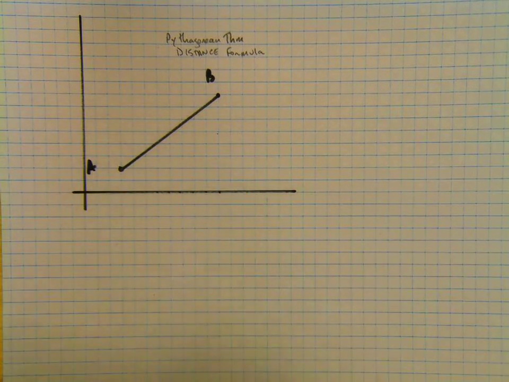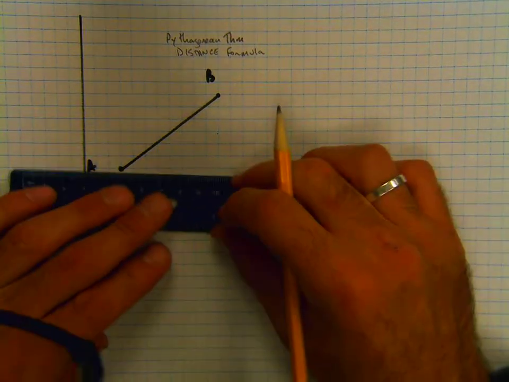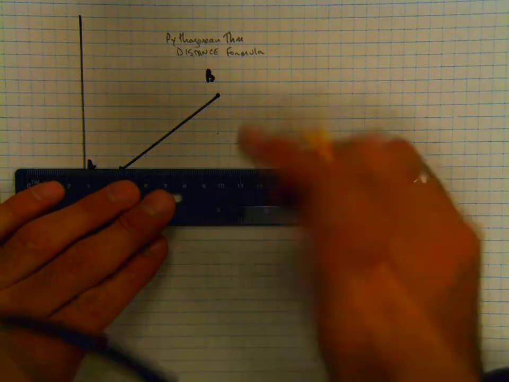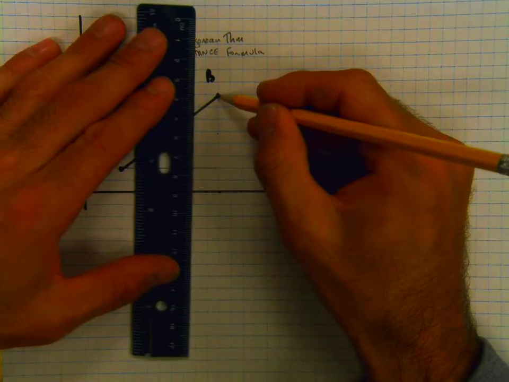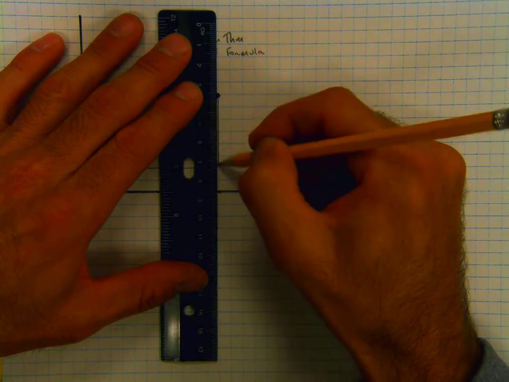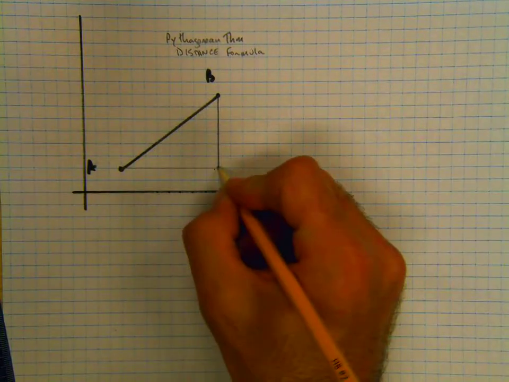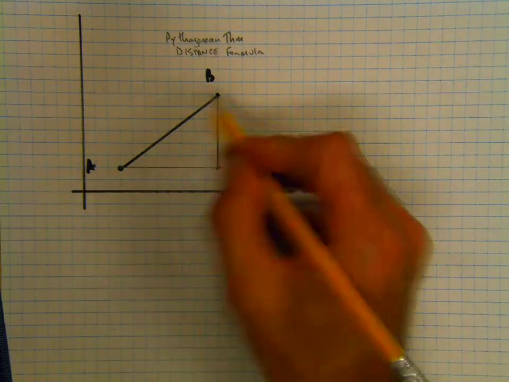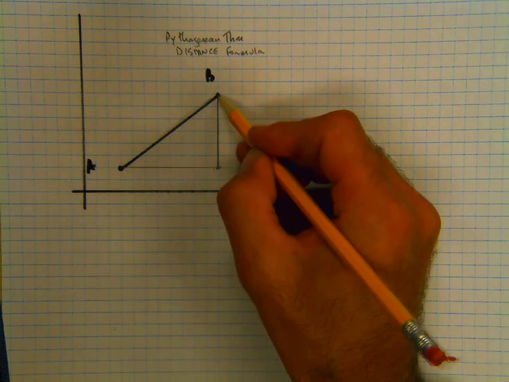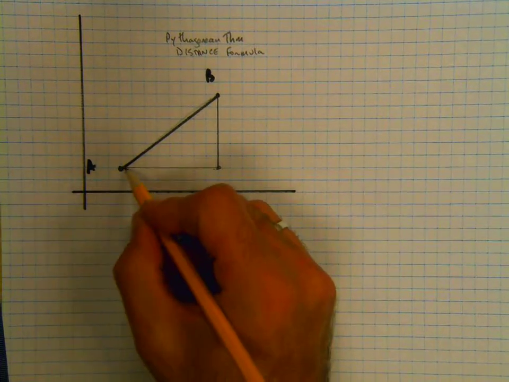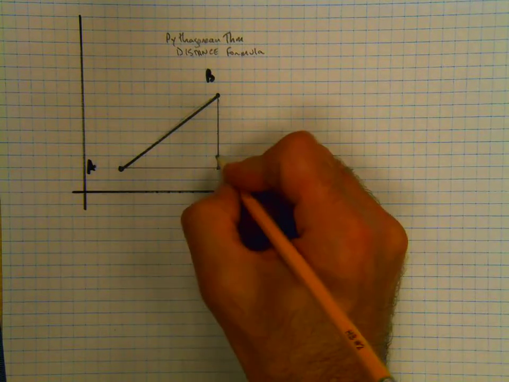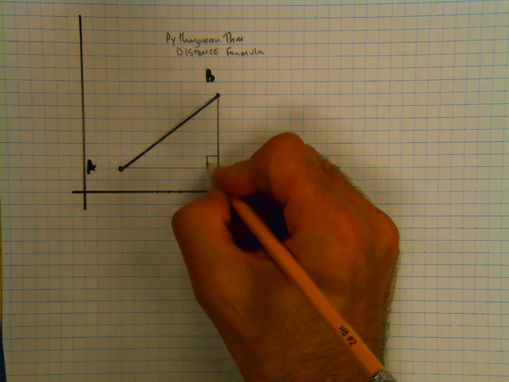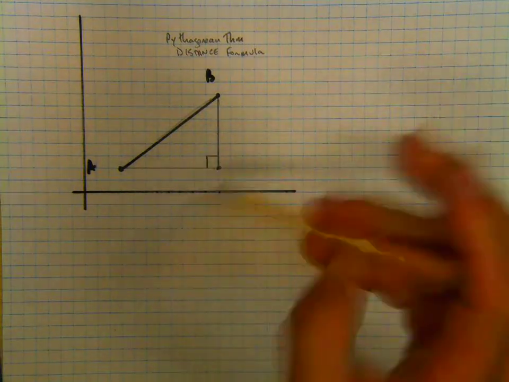We are going to break this line into an X segment and a Y segment. And the idea is that you can get from A to B by going directly along the hypotenuse, or by going along this leg and up this leg here. This creates a right triangle.